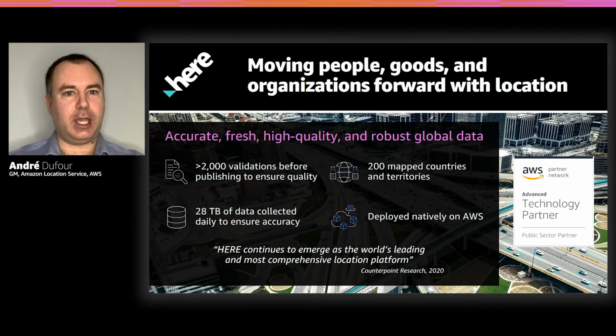Here also believes, as we do, that location data freshness is of paramount importance. As soon as you write location data to disk, it starts decaying in its usefulness because it's no longer as fresh. And this is why Here, every single day, collects 28 terabytes of telemetry in order to keep the data fresh. They've mapped more than 200 countries, and they are used in navigation in millions of vehicles worldwide. We're so pleased to be offering customers access to Here data through Amazon Location Service.